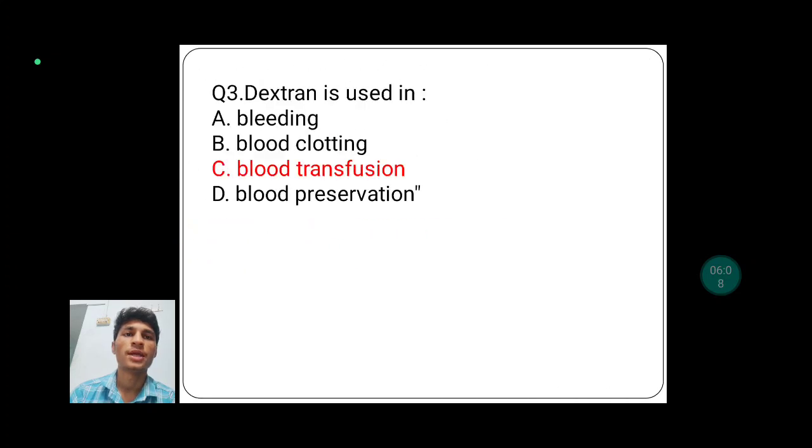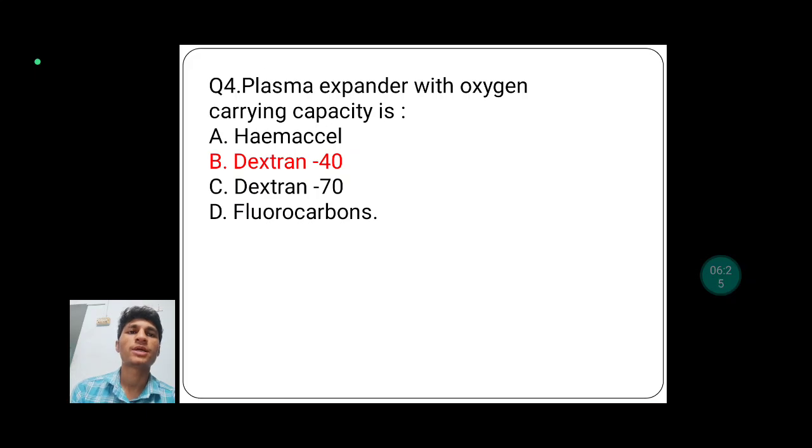Next question: dextran is used in bleeding? No. Blood clotting? No. It is used in blood transfusion. And the second last is blood preservation. No, it is not used in blood preservation. Next: which plasma expander has oxygen carrying capacity? Hemacel? No. Dextran 40? Dextran 40 has the capacity to carry oxygen. It will not interfere with blood grouping.